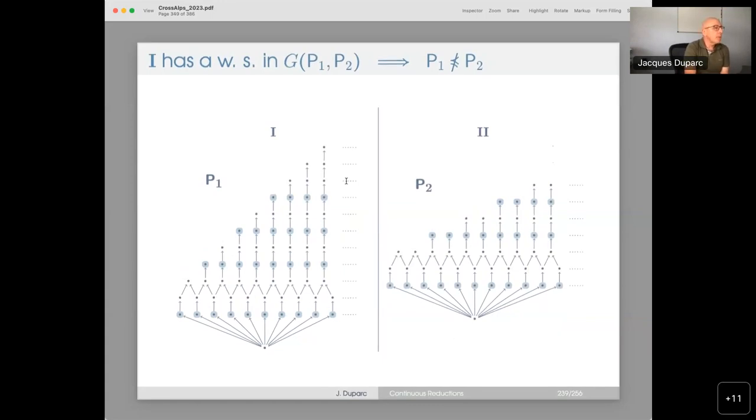So I imagine I am P1, so I play one here, and player two plays one somewhere. I will play above and uncolored. Player two will play above and uncolored. I go down, she has to go down with a colored one, so she has to go there. I go up with an uncolored one, so she goes up. I go down with a colored one, which forces her to go down, and so on and so forth, until, well, until what? Until we are here.